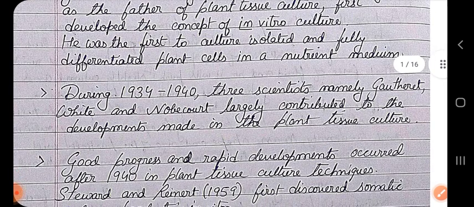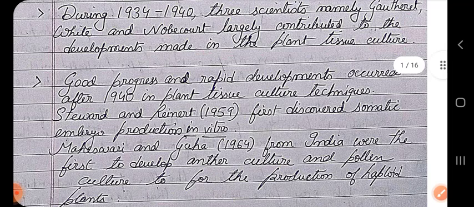During 1934 to 1940, three scientists named Gautheret, White, and Nobécourt largely contributed to developments in plant tissue culture. Good development has also been done by India. Two scientists named Maheshwari and Guha in 1964 from India were the first to develop anther culture. And what do you know about the anther? It is the male part of the plant and main reproductive part, which gives rise to pollen grains. They demonstrated that we can use anther and pollen culture for the growth of haploid plants, that means plants having a half set of chromosomes.